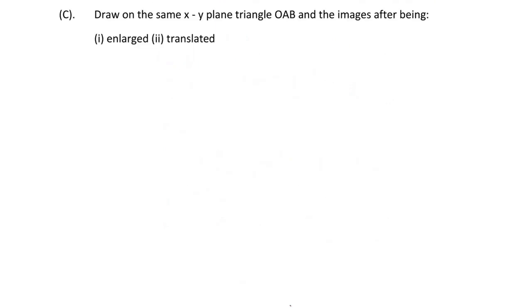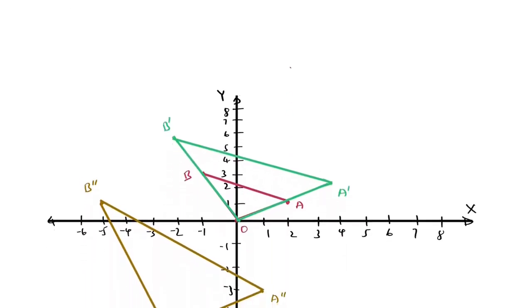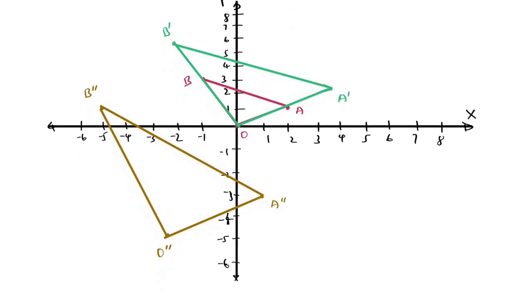For part C, draw on the same XY plane triangle OAB and the images after being, for Roman 1, after being enlarged. Okay, so for this one, we are going to start by drawing axes, and then we are going to label them, making the points and the image points. And then finally, we are going to draw triangles by connecting the points. And then our final sketch of a triangle and the images are going to look like this.